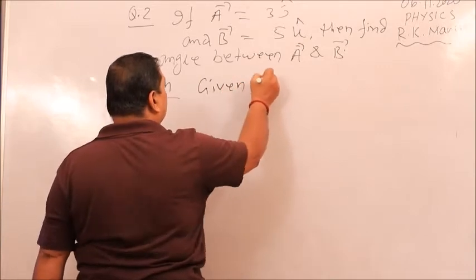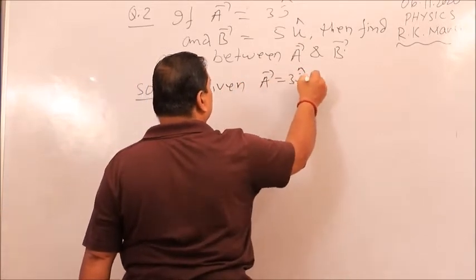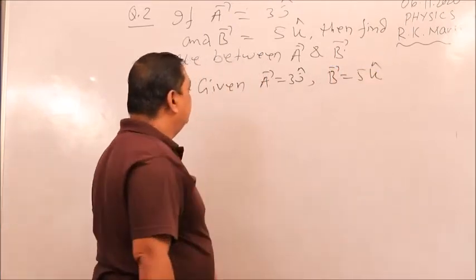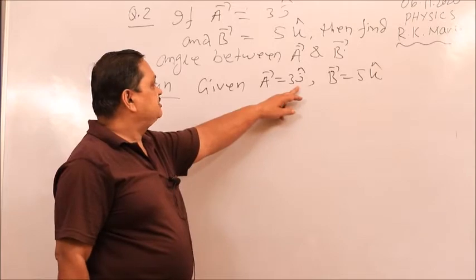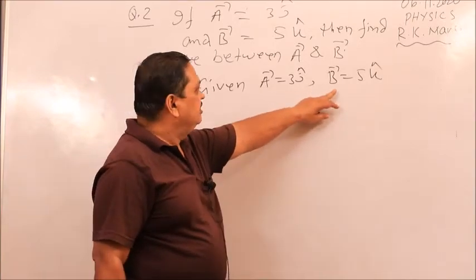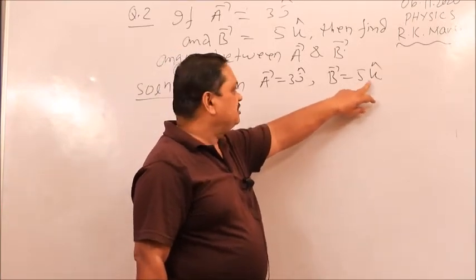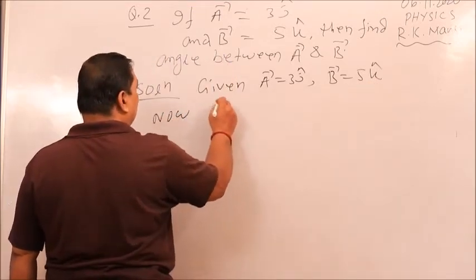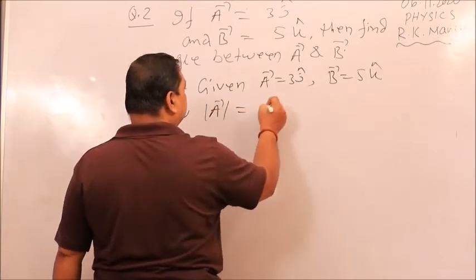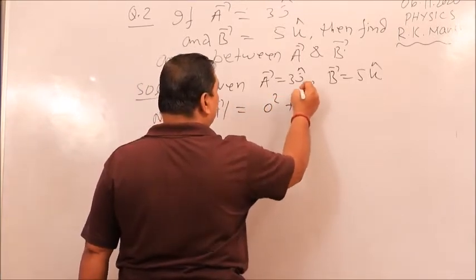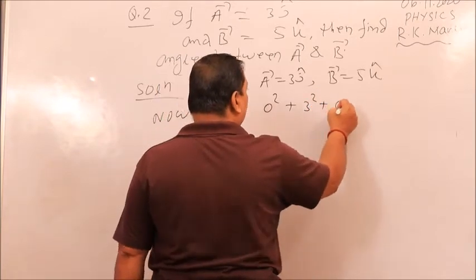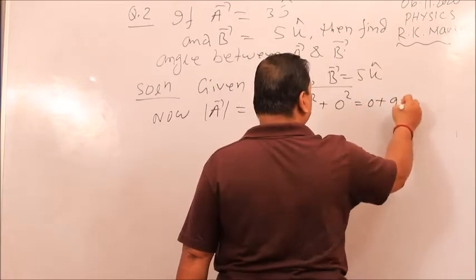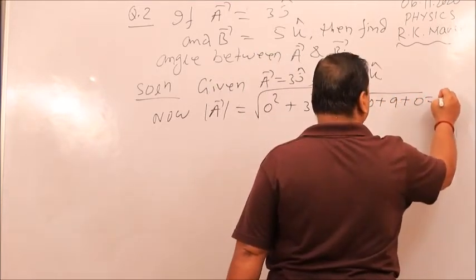Given vector A equals 3j cap, vector B equals 5k cap. In vector A there is no x component and z component. In vector B there are no x component and y component, only a z component. Now modulus A equals the square of the coefficient of i cap, 0, plus the square of the coefficient of j cap, 3, plus the square of the coefficient of k cap, 0. So this is 0 plus 9 plus 0, that is 3.